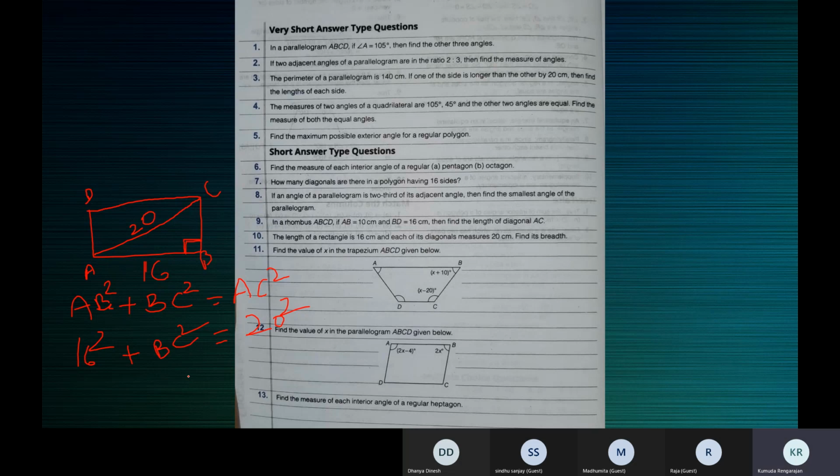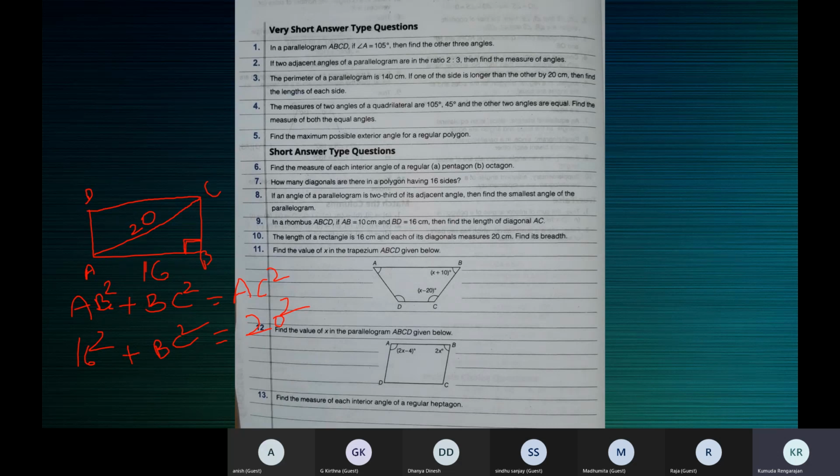Not Danya, somebody else say, if BC square is 144, what is BC? 12, ma'am. No, not like that. What will be the next step? BC is equal to the square root of 144. Very good, that's what I wanted. So BC is equal to 12. So the breadth is 12 centimeters.